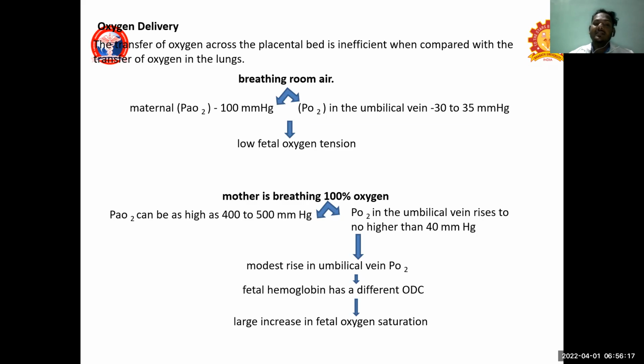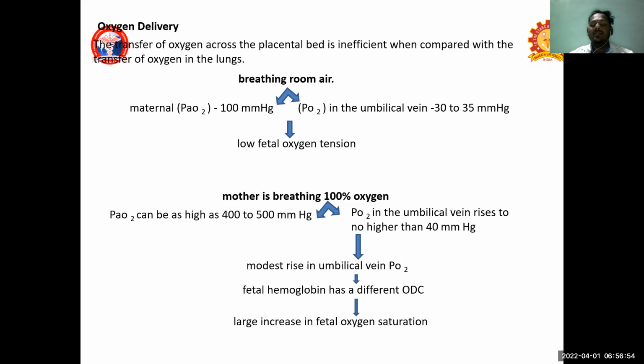So, how is the oxygen delivered? Transfer of oxygen across the placental plate is inefficient when compared with the transfer of oxygen in the lung. Breathing room air produces a maternal PO2 of 100 millimeters of mercury, and from there it reaches the umbilical vein, which carries 30 to 35 millimeters of mercury. So this produces low fetal oxygen tension.